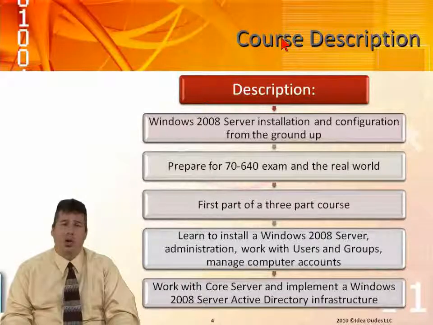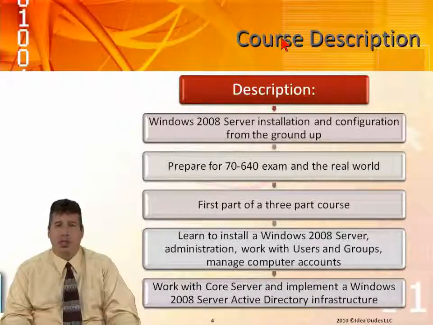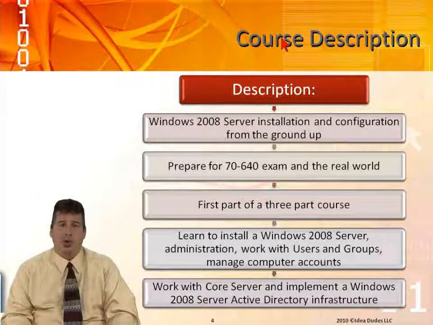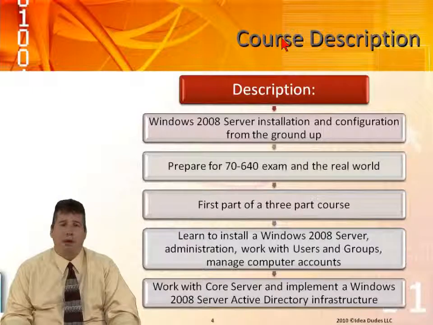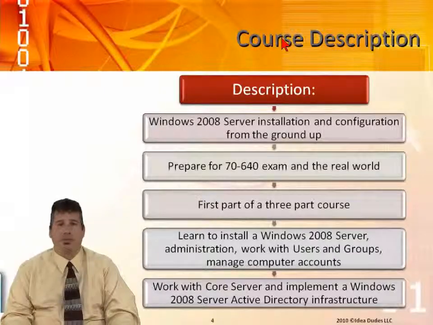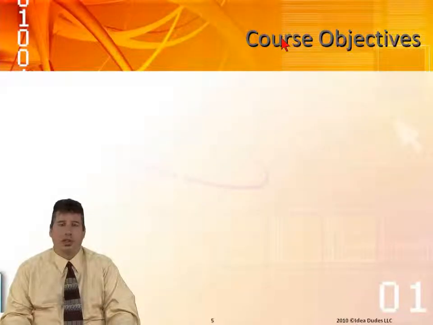With the server core, it limits what you can put onto the actual server core. You can put DHCP, you can put DNS, you can put Active Directory, you can put a Hyper-V server on the server core, which is going to lock down your environment even more. So we're going to talk about those different things. Then we're going to talk about implementing a Windows 2008 Server Active Directory infrastructure. And so you'll get to understand what a directory service is and how we work with Active Directory.